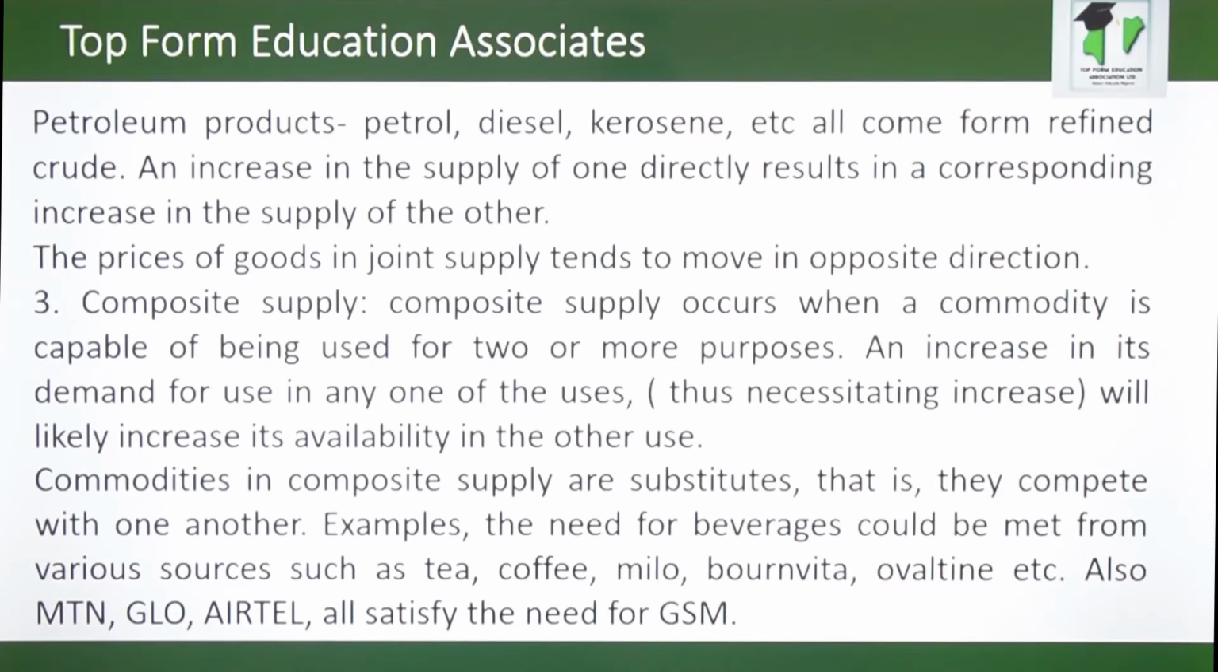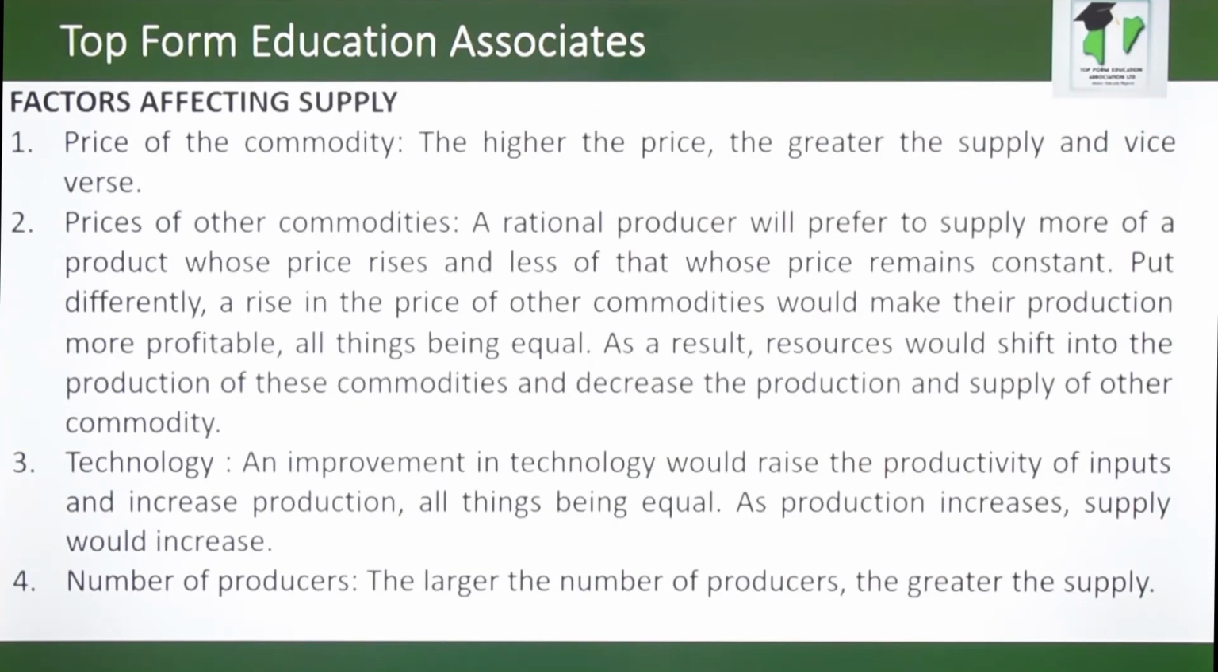We said commodities in composite supply are substitutes. That is, they compete with one another. Examples: the need for beverages could be met from various sources such as tea, coffee, Milo, Bonvita, Ovaltine. Also, MTN, Glo, Airtel all satisfy the same need. So these composite supplies are substitutes. They are competing for your satisfaction. So you can buy one and leave the other.